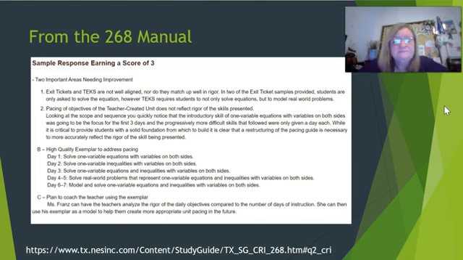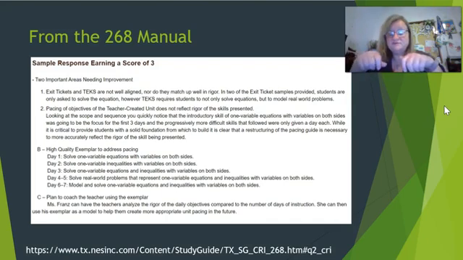Excuse me. So let's look at B. High-quality exemplar to address pacing. Day 1, solve this. Day 2, solve this. Day 3, solve this. Day 4, do this. Day 4 and 5, do this. Day 6 and 7, do this. So basically, the principal taking the exam has taken the teacher's pacing out of the lesson plan and has provided an example of what better pacing might look like.